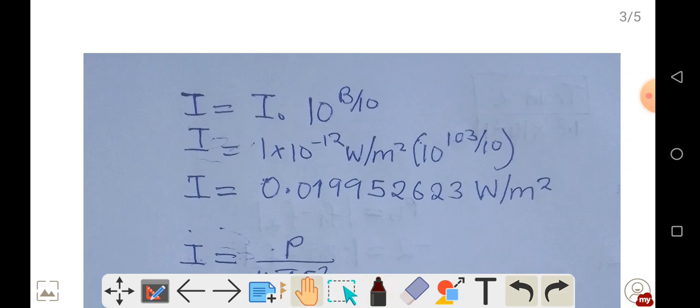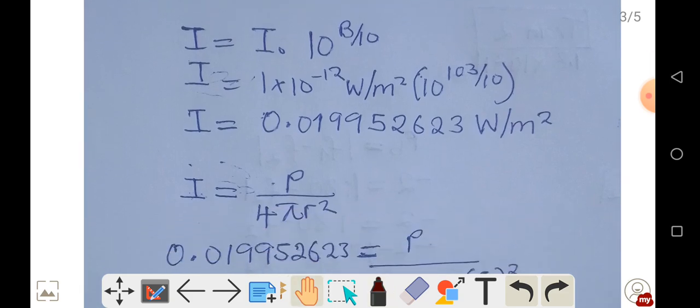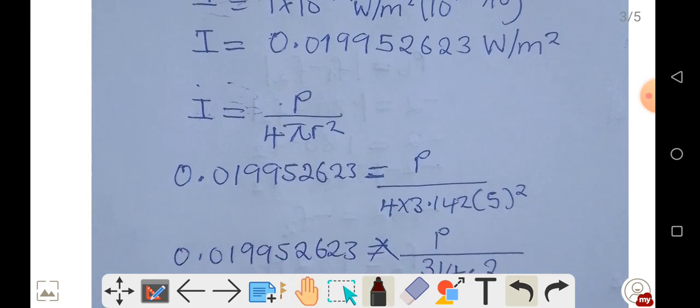Let's also now calculate the power. Intensity of spherical waves is given by intensity is equal to power over 4 pi r squared. So this is the formula here. We have calculated the intensity to be this here, so we'll substitute this, and when we substitute, we get this. Then where there's pi, we substitute 3.142. Then where there's r, that's the radius, so radius squared, we substitute with 5.